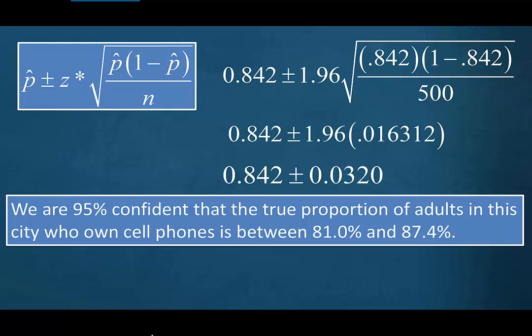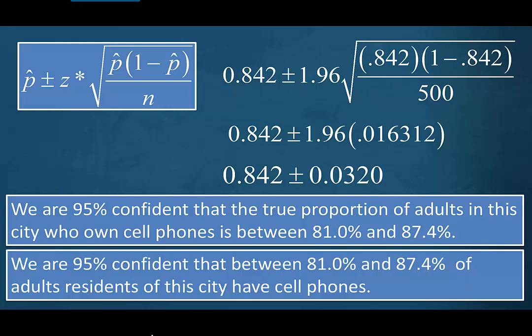And there are a couple of different ways we can interpret this. So we're 95% confident that the true proportion of adults in the city who own cell phones is between 81% and 87.4%. Or we can say we're 95% confident that between 81% and 87.4% of adult residents of the city have cell phones. A little more natural sounding way to interpret it, I think that second one is.